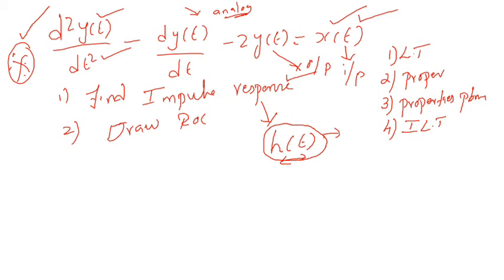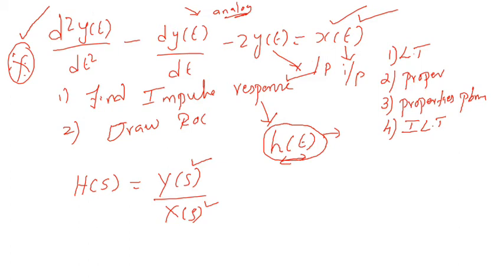So we know that the transfer function of any system can be given as h of s is equal to y of s divided by x of s, right? Transfer function is a ratio of the output to the input with zero initial conditions, right? So here the question is a differential equation that connects y and x, right?